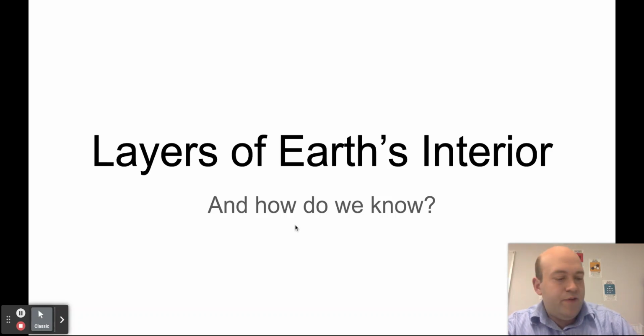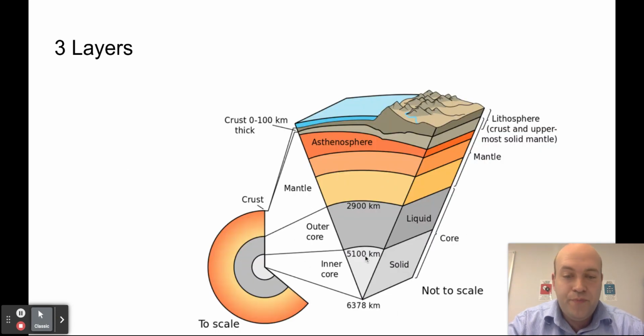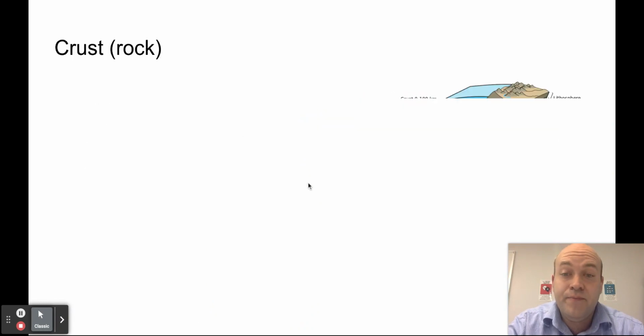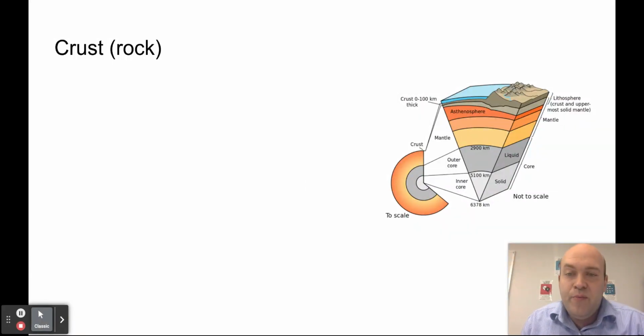Hello. In this video, we want to look at the layers of Earth's interior and how we know that they are what they are. So we've got the Earth split into three distinct layers. First is the crust, the uppermost layer, and then the mantle, the middle layer, and the core, all the way to the center. I'm going to look at each one of these in a little bit more detail.